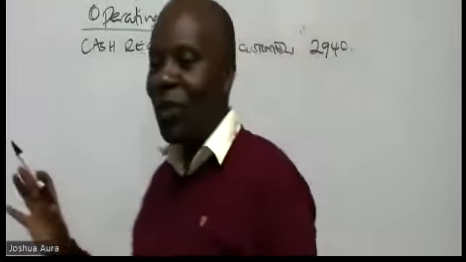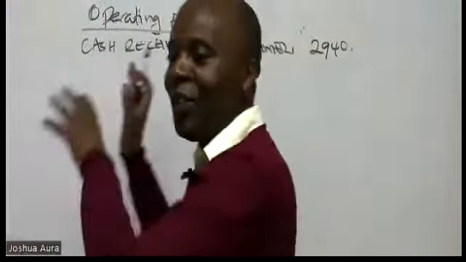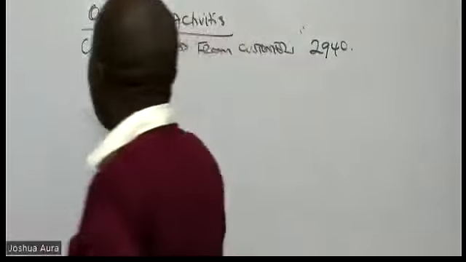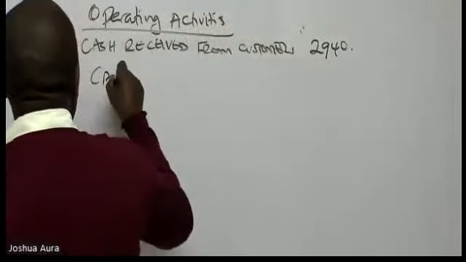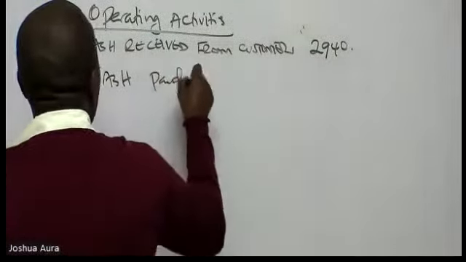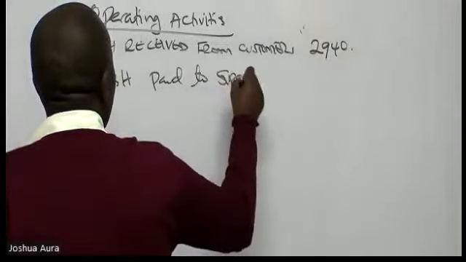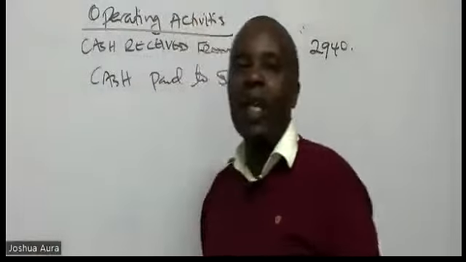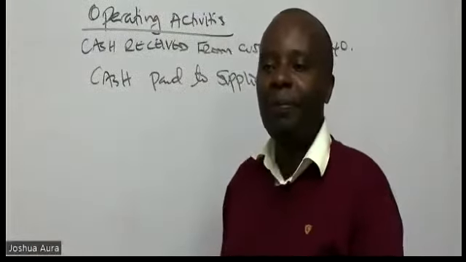It's our working. Once we finish our working, we are taking these figures to the pro forma that we drew earlier on. So these are working for me. Cash, in this case here, paid to suppliers. So the cash paid to suppliers, ladies and gentlemen, in this case here will affect which account?